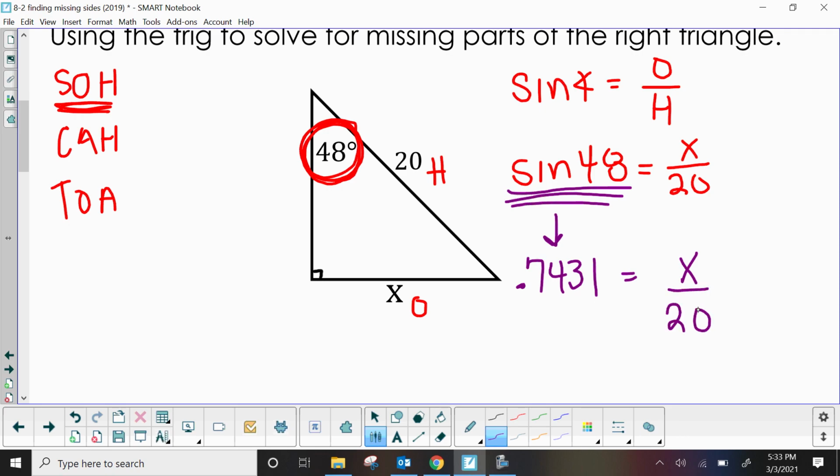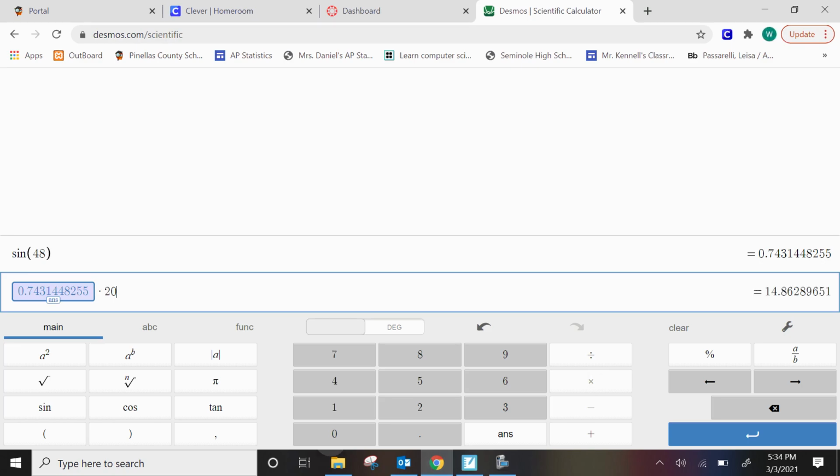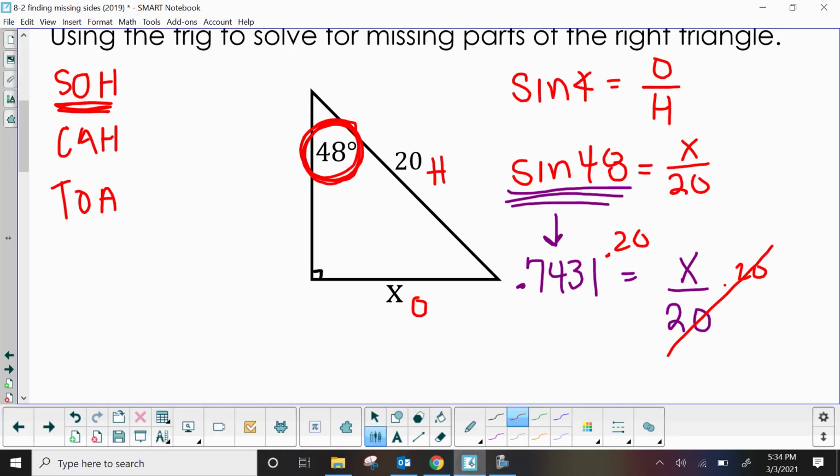It's x divided by 20. Well, if I want to get rid of divided by 20, I am supposed to multiply by 20. That'll get rid of it over here, so I have to multiply this side by 20. Go in the calculator, and a lot of times what I will do is keep that number, 0.7431448255, and then just hit times 20 and hit enter. 14.86, so I'll put 14.9 is equal to x. That is all we have to do when we use trig to find a missing part of a right triangle.